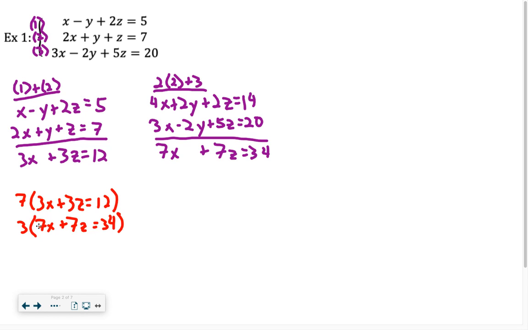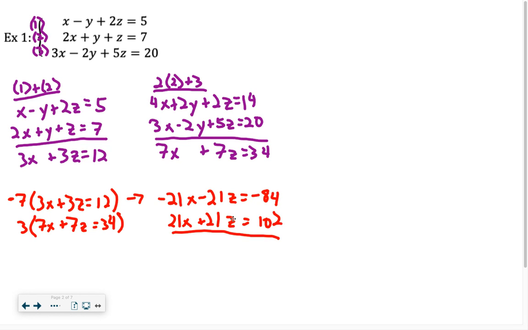And we do have to make sure we have opposite signs. So I'm going to multiply or make one of them negative. Right? So that's going to end up as negative 21x minus 21z equals negative 84. And then down here, we will have positive 21x plus 21z equals 102. So when I add, the x's cancel, but so do the z's. So on the left-hand side of the equation, I just end up with 0. And then over here equals 18.